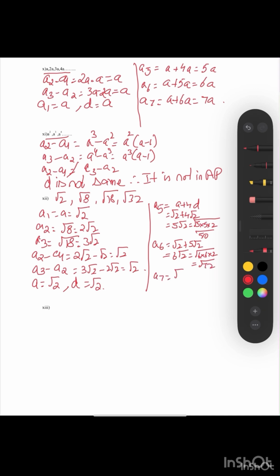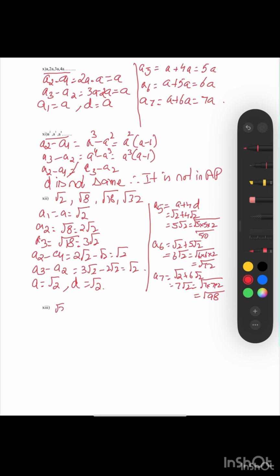Coming to A7, that is root 2 plus 6 under root 2, which will become 7 under root 2. Again, taking 7 inside the root, it will become under root 7 into 7 into 2, which is under root 98. I hope this is clear with everyone.